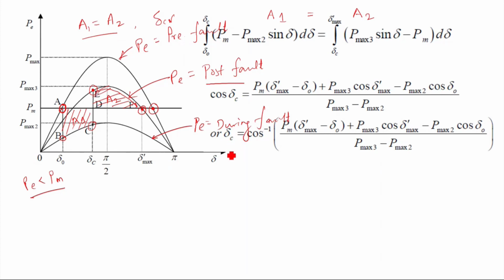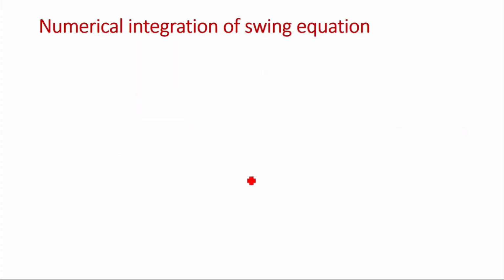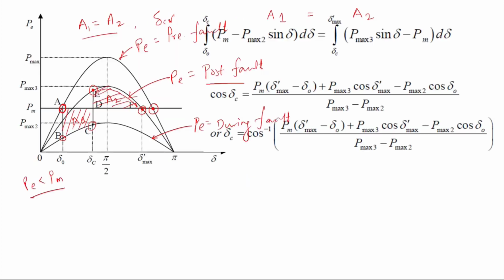Okay. So now, just by equating these two areas, we'll find delta C, which will be equal to cos inverse of [Pm (delta max dash minus delta O) plus P max 3 cos delta max dash minus P max 2 cos delta naught] divided by [P max 3 minus P max 2]. So this will give us the expression for the critical clearing angle. This is all about your equal area criterion.